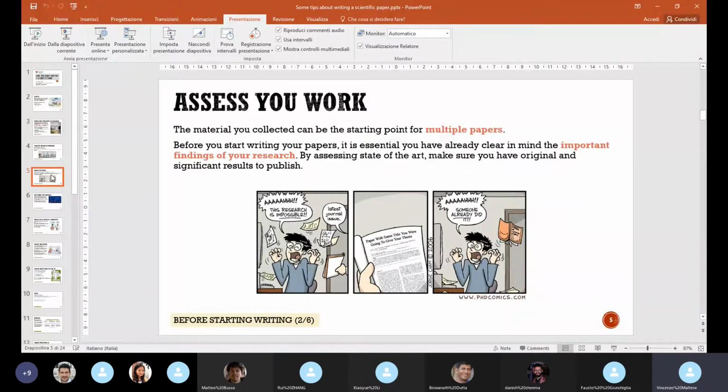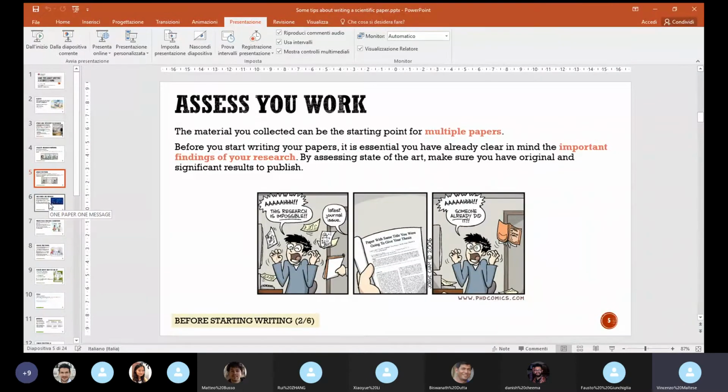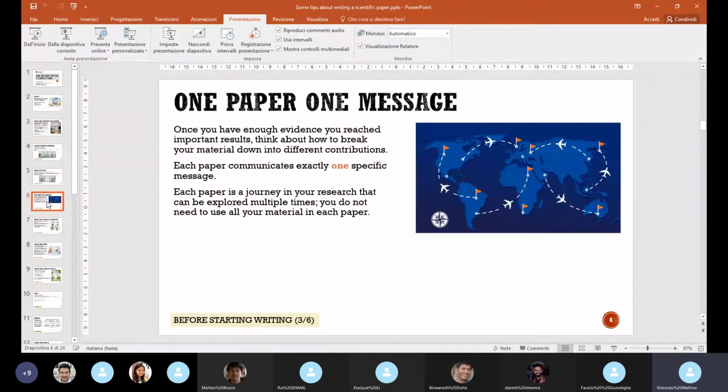So let me use this metaphor, it's like traveling. You have a place and you can travel this place in multiple ways. One important principle in writing a paper that I learned from Fausto is one paper, one message. So in every single paper, you have to communicate exactly one message. There is no paper with two messages. So if you have two messages, you need at least two papers. I'm saying at least because you can also sell a message to multiple communities. So you can write the same message for multiple communities.